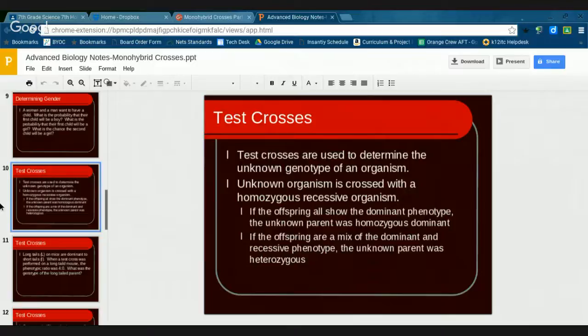If you get offspring where some show the dominant and some show the recessive phenotype, then you know that the unknown parent has to be heterozygous. The only way for them to show that recessive phenotype is if they got the recessive allele from the unknown parent and from the homozygous recessive parent that you crossed it with. And that's what that second box is up there. So that's why you do test crosses. Okay? So we'll try one.